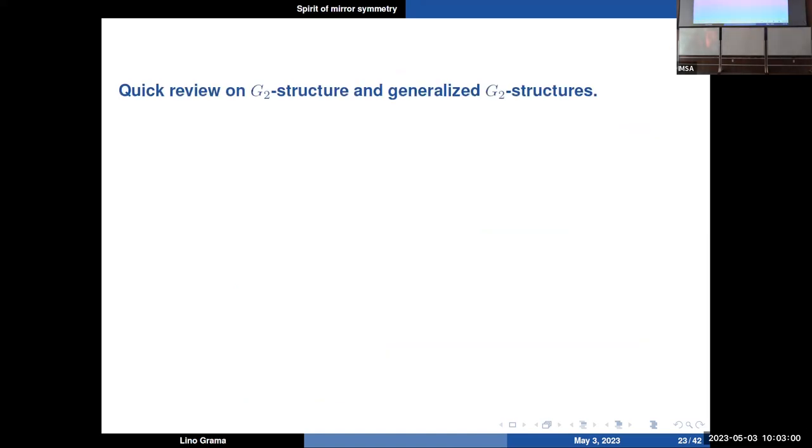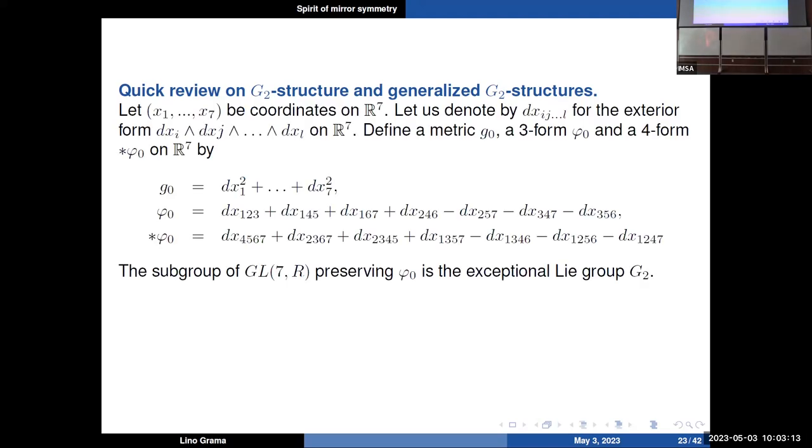Okay, now let's move to the second part. And just make a quick review of G2 structure and then generalized G2 structure and how to apply this machinery to T-duality. Okay, just to fix notation, that is just the definition of the G2 structure. We start with the vector space R7. Dx, ij, this means this wedge product. And we define the metric g naught, the three form phi naught and the four form star phi naught by this expression.